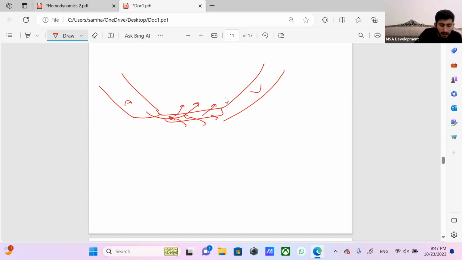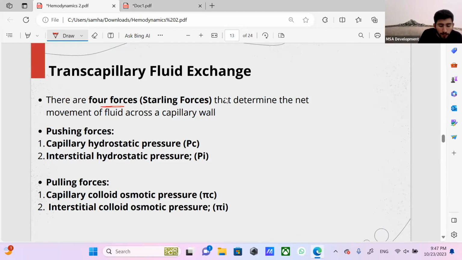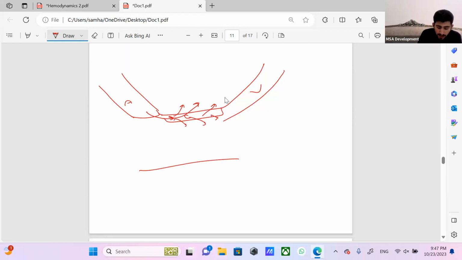And so there are four forces, four types of forces, which are called the Starling forces, that determine the net movement of fluid across the capillary wall. This is a capillary and blood is moving through it. There are four forces affecting this capillary, maybe from outside, maybe from inside, that will cause this blood maybe to get out, maybe to stay inside.